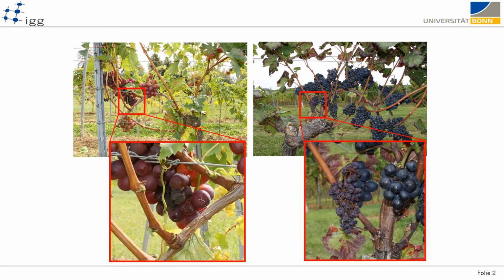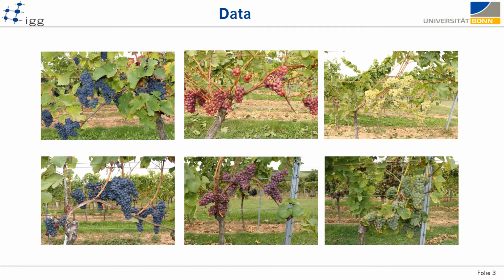Since we only differentiate between unharmed and damaged berries, we do not need to know what caused the damage. Our dataset consists of 120 images, showing 39 different varieties, including blue, red, and green ones. The data were collected in September 2017 in a vineyard in Germany with a handheld SLR camera. Since the images were taken directly in the field, we have varying lighting conditions.